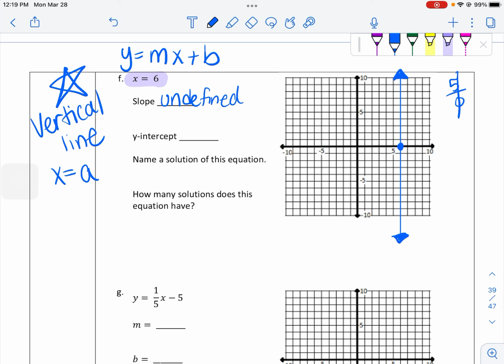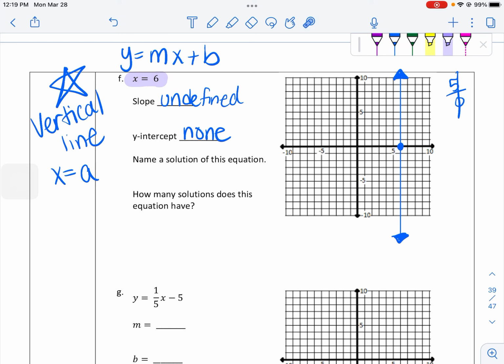And then it runs parallel to the y-axis. So here's the y-axis, here's my line. They're both vertical, which means they will never intersect. And if they never intersect, then this line does not have a y-intercept, because the y-intercept is where it crosses the y-axis, which means there's none for the y-intercept.